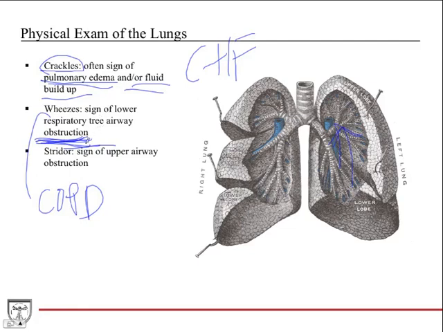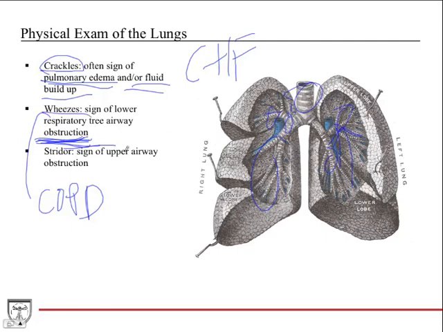So if you hear wheezing, you want to think obstruction in the airways, okay? In the distal respiratory tree, not obstruction in the trachea, not obstruction in the main bronchi. It's more obstruction in these segments of the lungs, okay?